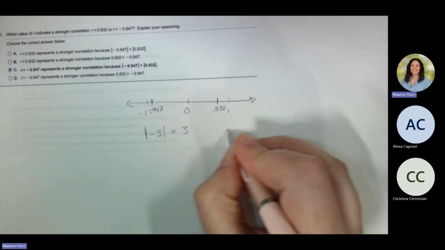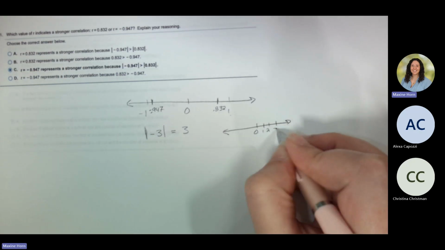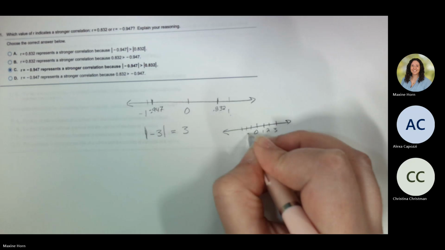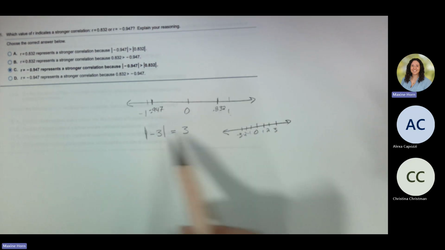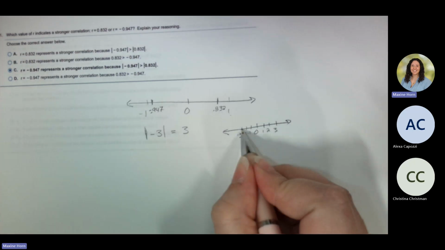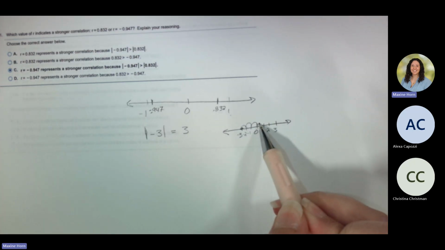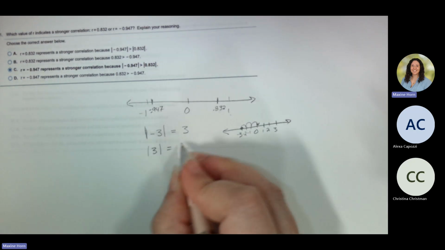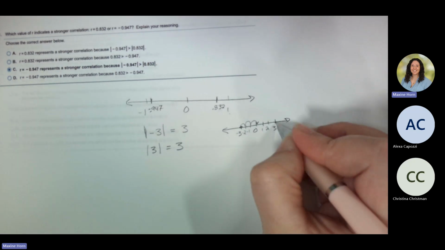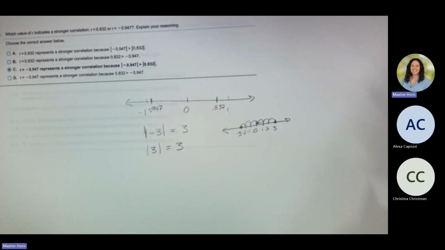So 1, 2, 3, -1, -2, -3. The absolute value of -3 is 3, because we say, I don't care which direction I'm going, how many units away from 0 am I? I'm 3 units away from 0. The absolute value of 3 is also 3, because I don't care which direction I'm going, I just need to know how many units away from 0 I am. I'm 3 units away from 0.